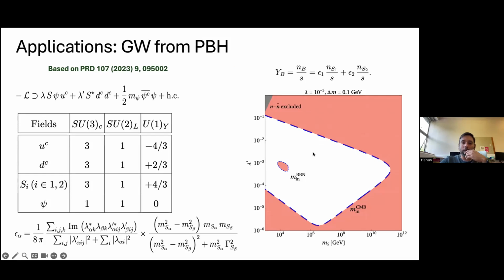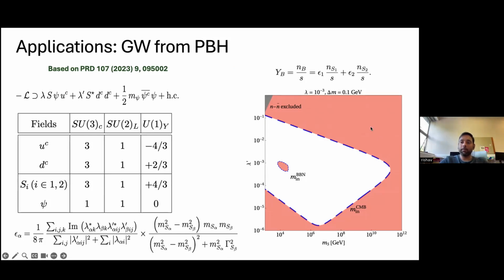Now here in this plot, what we show is the region of allowed parameter space where one can have a successful baryogenesis, in the coupling versus the mass of scalar plane. The blue line corresponds to the region of parameter space where the correct baryogenesis can be done. And we get two upper bounds because of the bounds that come on the mass of PBHs from CMB and BBN.